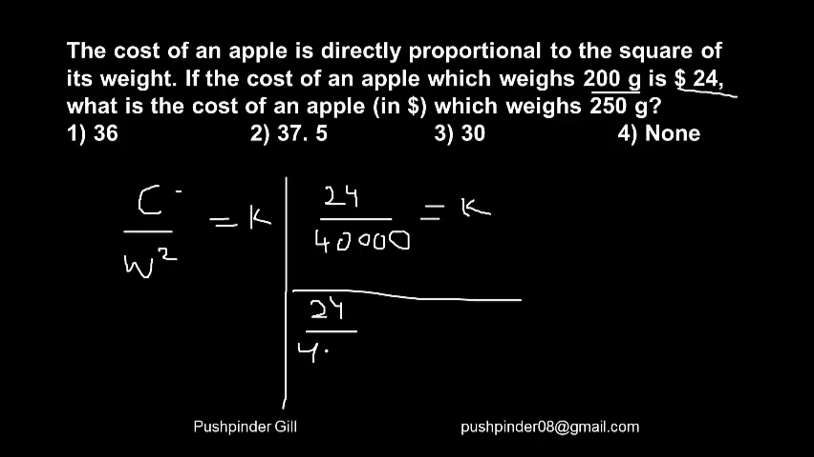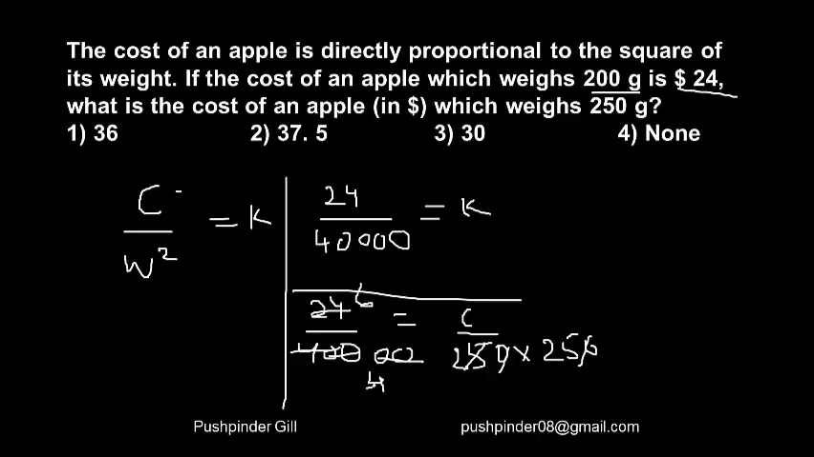24 upon 400 (in hundreds) is equal to, now the weight is 250. So that means cost upon 250 times 250. Fine. So if you see, these zeros would go away like this. This 25 is gonna cut this 100 by 4. 4 times 6, and 2 times 2, 2 times 3. So this is nothing but 75 by 2, which is 37.5.